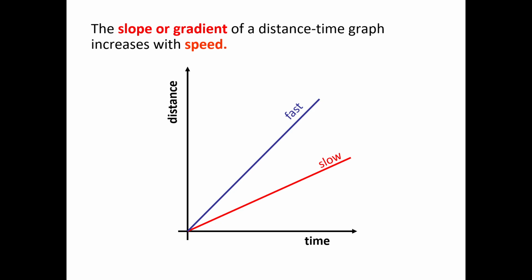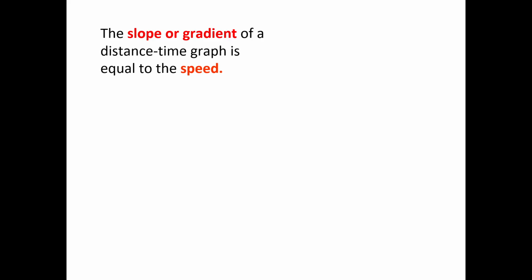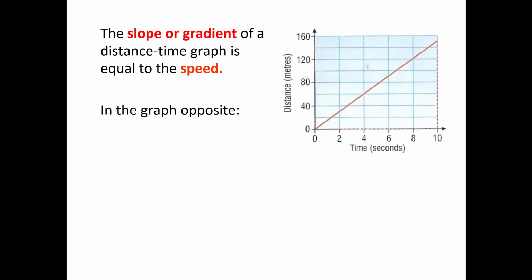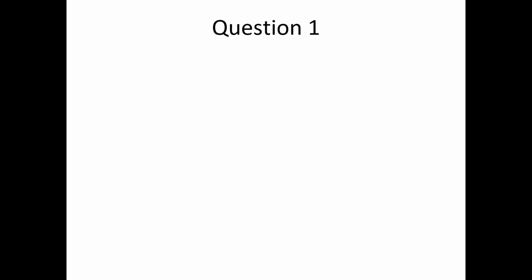And this is all because the slope or the gradient of a distance time graph is actually equal to the speed. So if you think about the y step is the distance over the x step, the time, so distance over time is speed. So hopefully you can see the link there. So in the graph opposite there, if you take 150 on the y step, then divided by 10 seconds there, you get 15 meters per second. There is the average speed. And that speed doesn't change because the slope doesn't change. Some harder questions, the slope might change and not be a straight line. So the speed there was 15 meters per second.